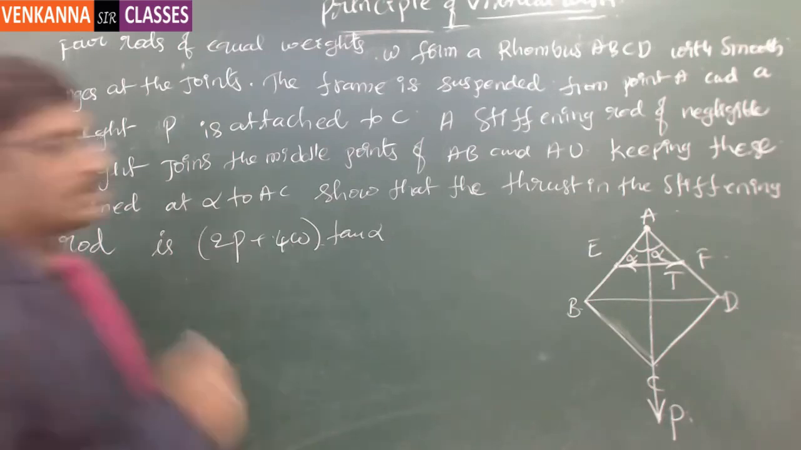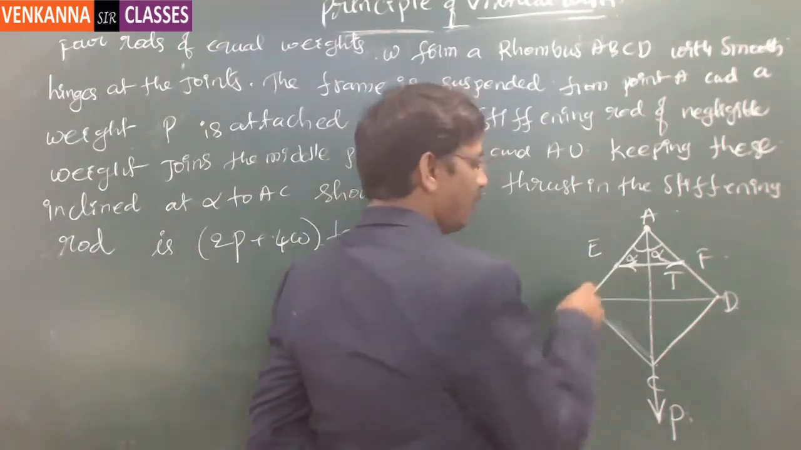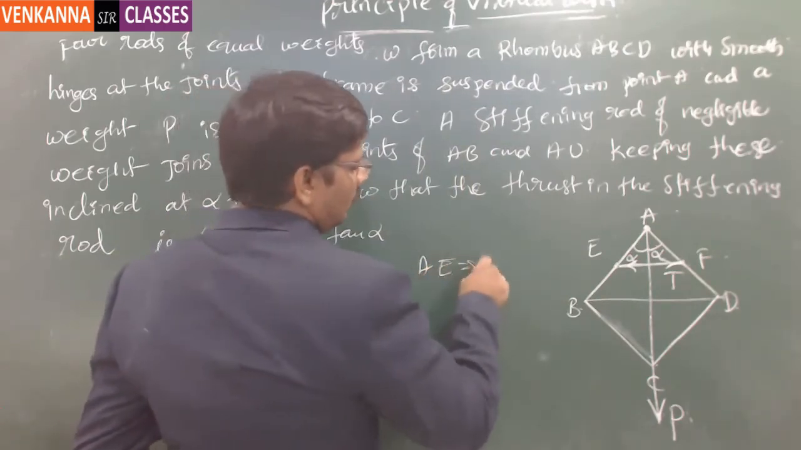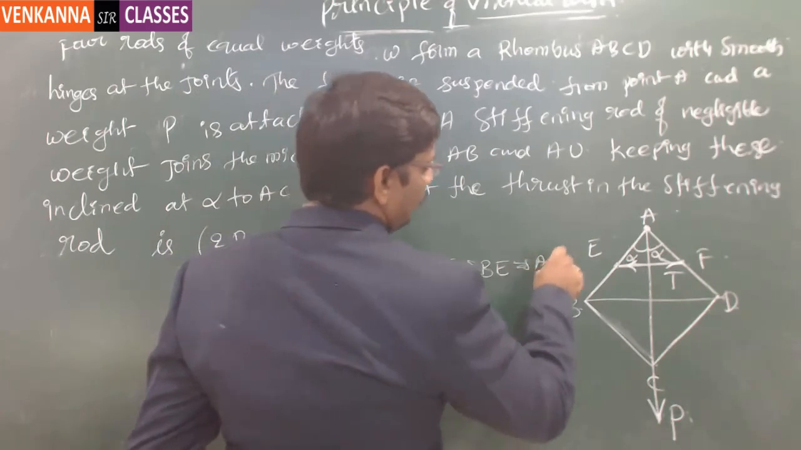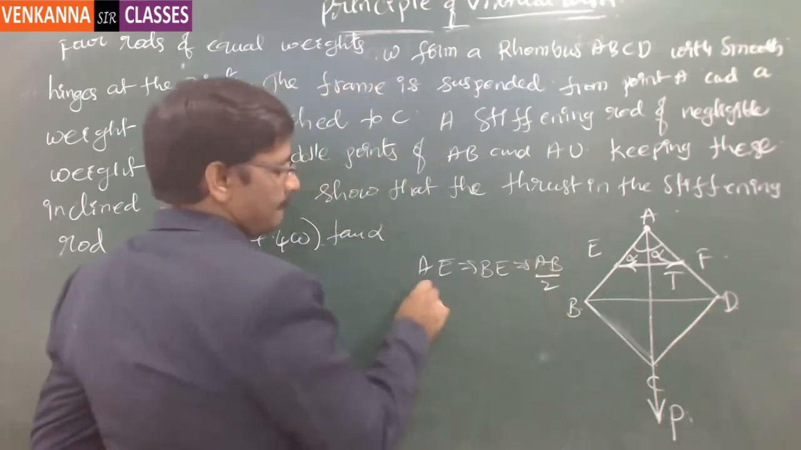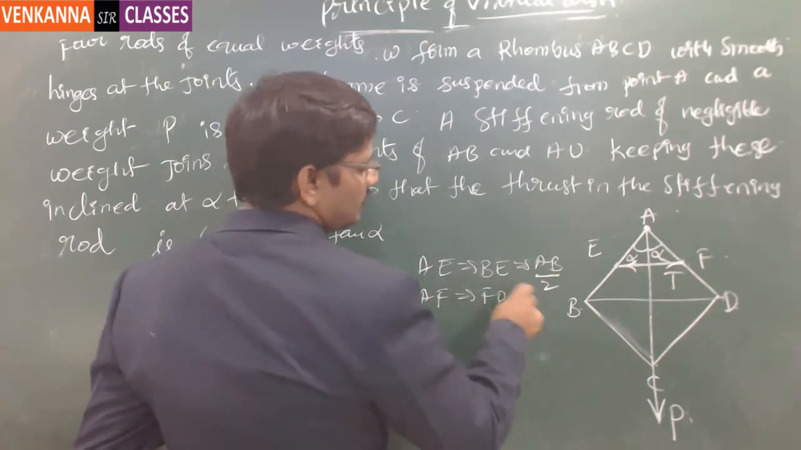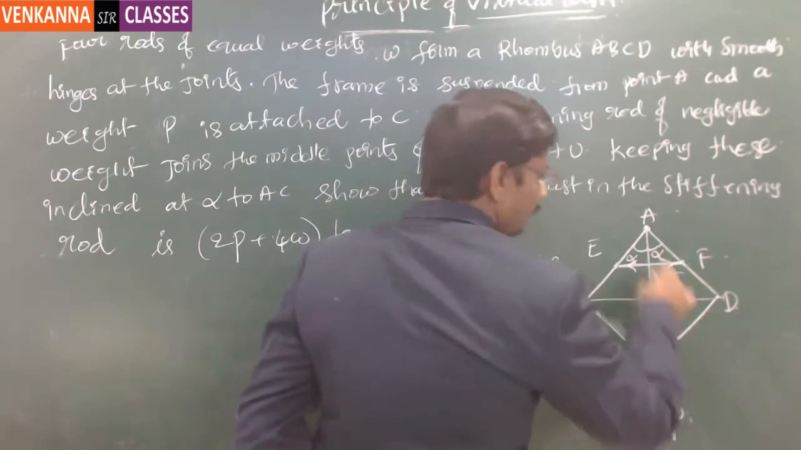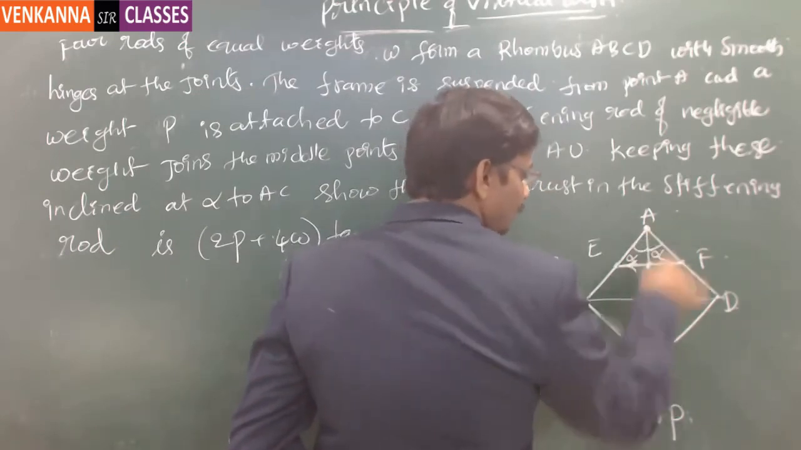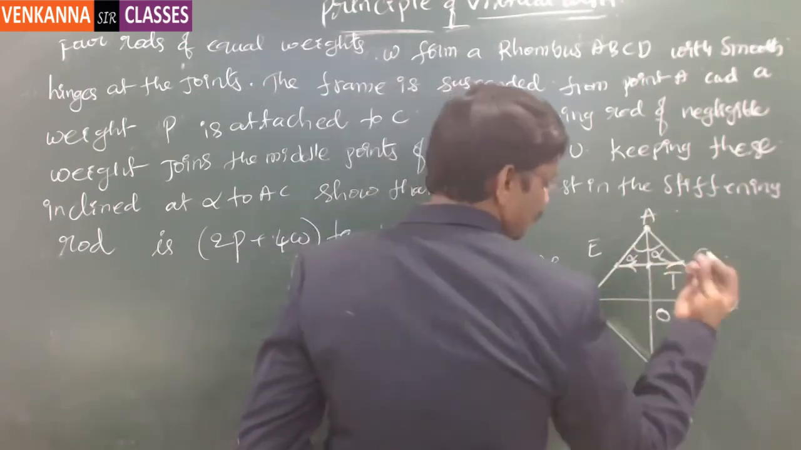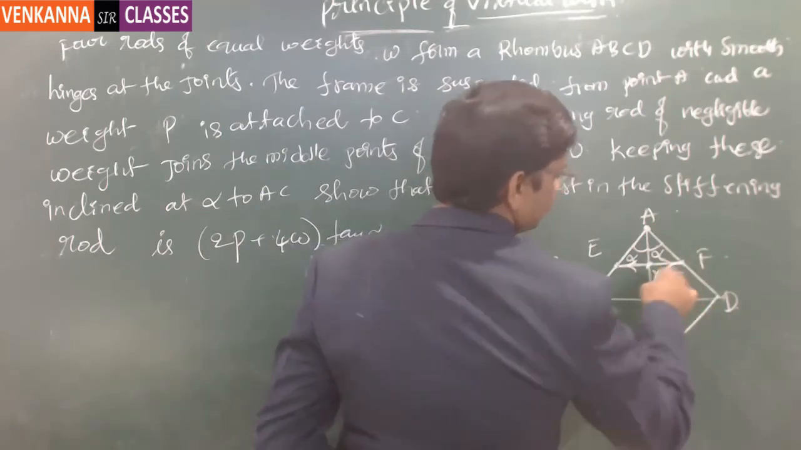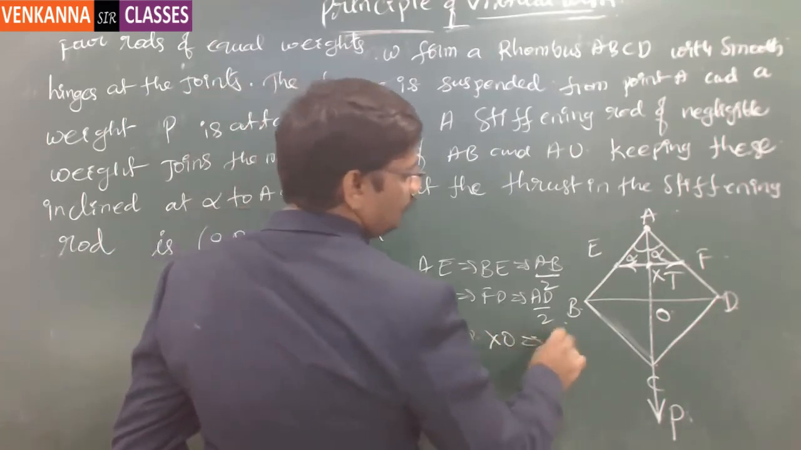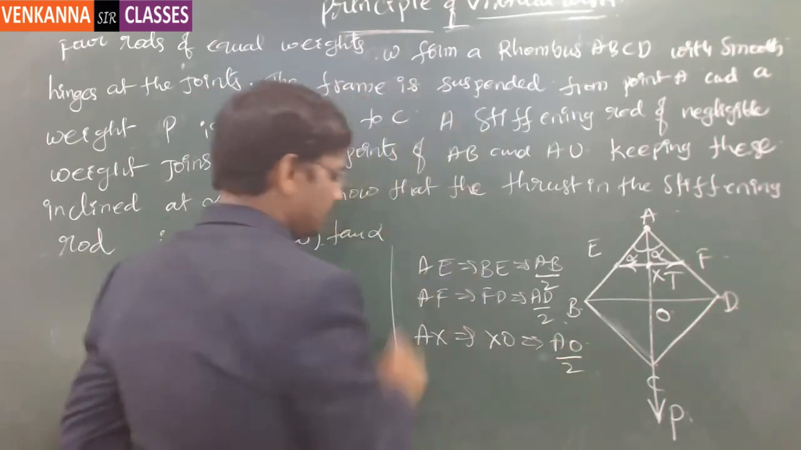So one important understanding should be, being this is the midpoint, AE is equal to BE is equal to AB by 2, and similarly AF is equal to FD is equal to AD by 2. So this is the midpoint. Now if it is the midpoint, obviously this point is also the midpoint of AO. So I call this as X. So AX is equal to XO is equal to AO by 2.